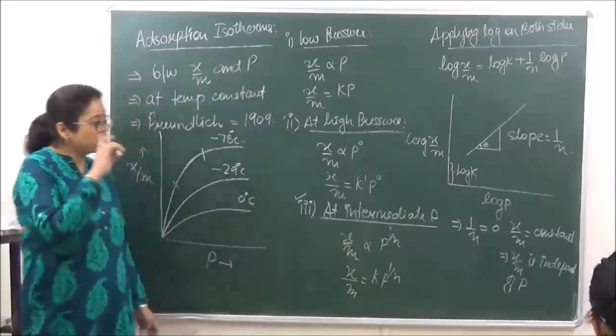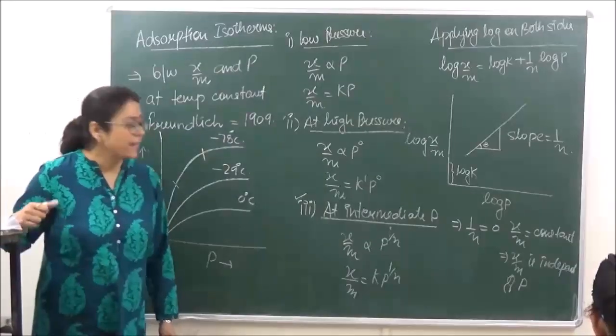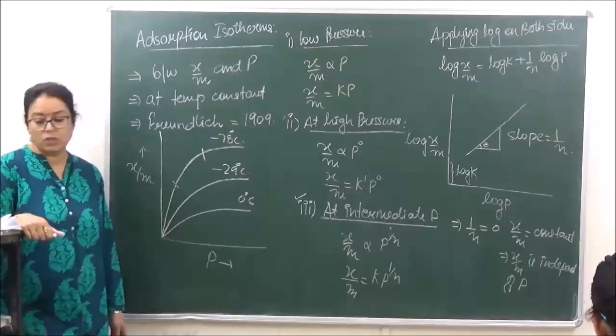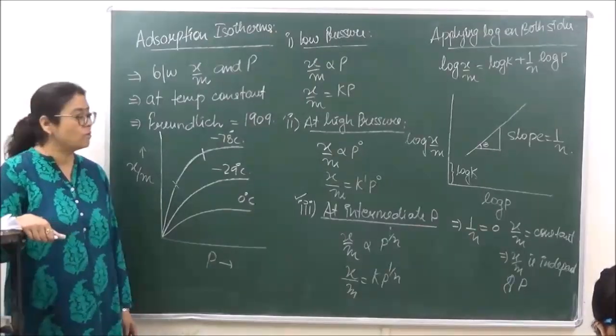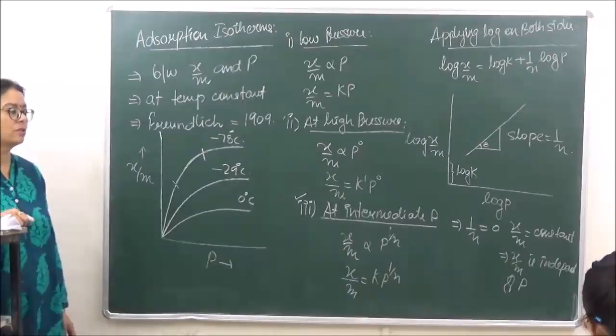So if in the question it is given to you what happens to the extent of adsorption if the value of 1 upon n is equal to 0, then you have to mark the option which says that x upon m is independent of pressure.